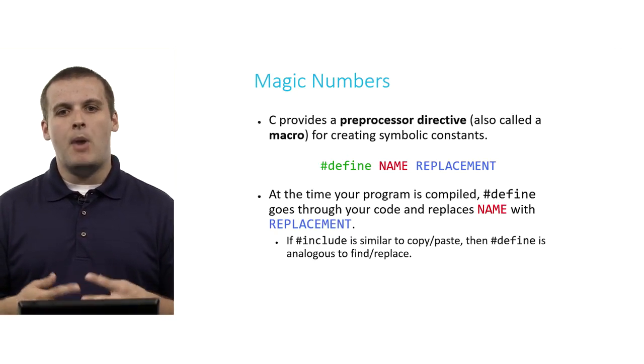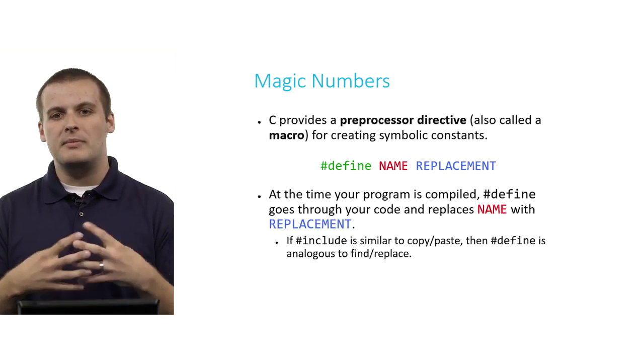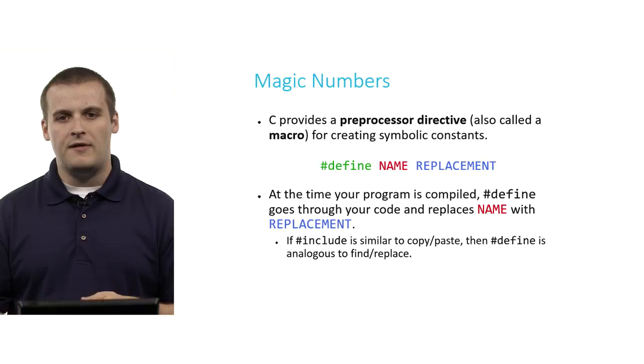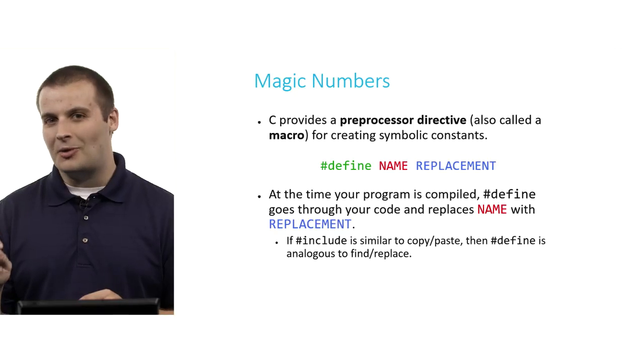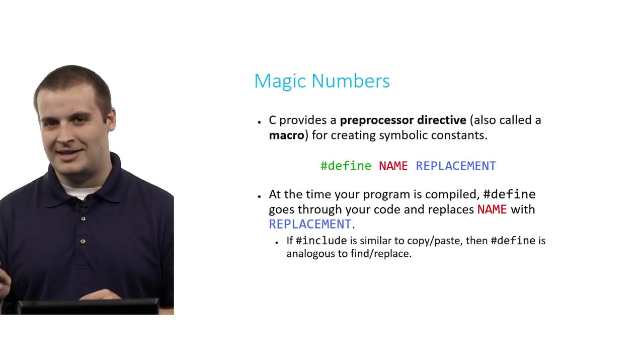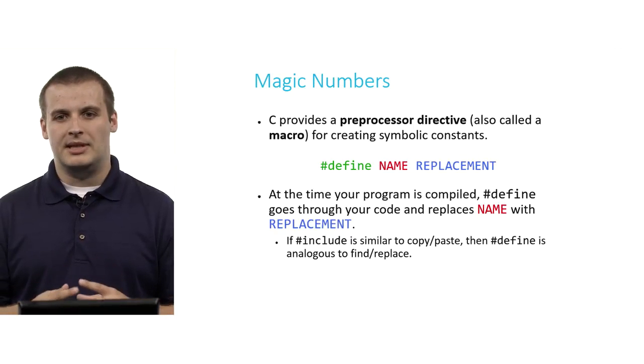The way to create symbolic constants, or giving a name to a constant so that it has more meaning, is as follows: #define name replacement. Really important aside here really quick, don't put a semicolon at the end of your #defines. So it's #define name replacement.